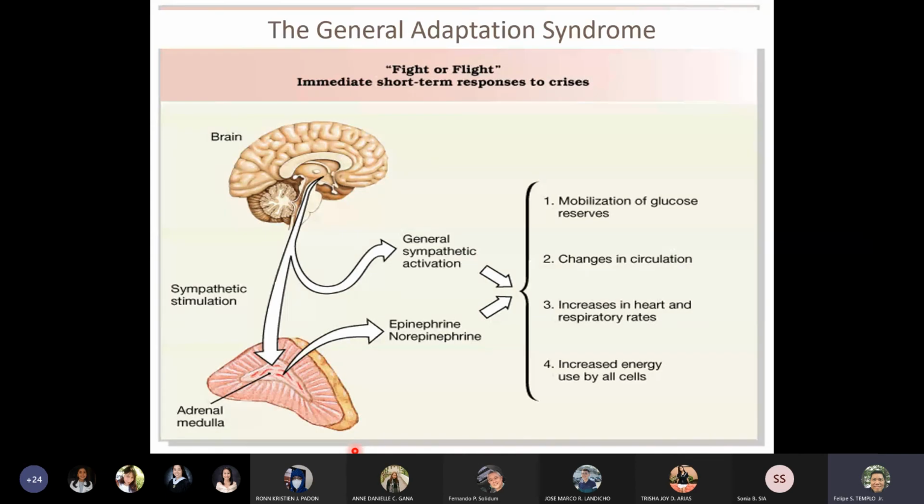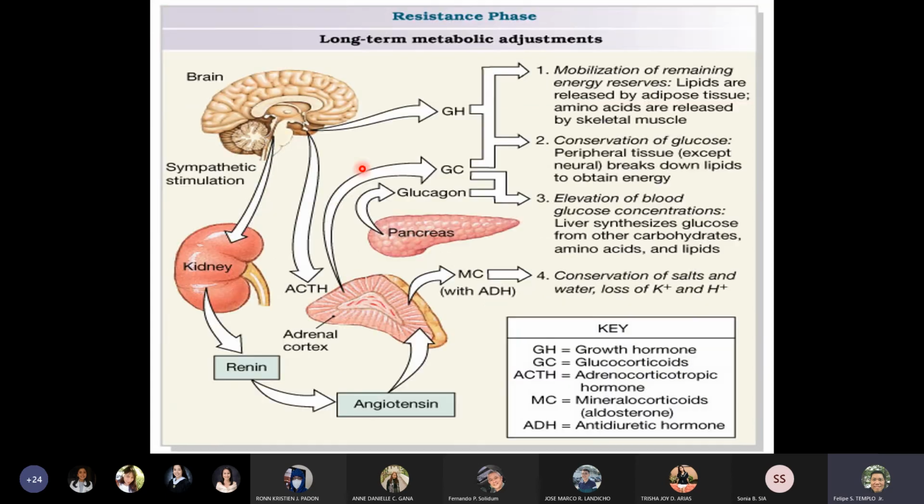So it's basically everything. Now to expand that, for short-term stress, the first reaction is fight or flight. What are the reactions? Mobilization of glucose, changes in circulation, increase in heart rate and respiratory rate, increased energy used by all cells. That is for the first 5 minutes, but long-term metabolic adjustment may take weeks: mobilization of remaining energy reserves, conservation of glucose, elevation of blood pressure, conservation of salt and water. So here you are starting to gain weight probably to some extent.